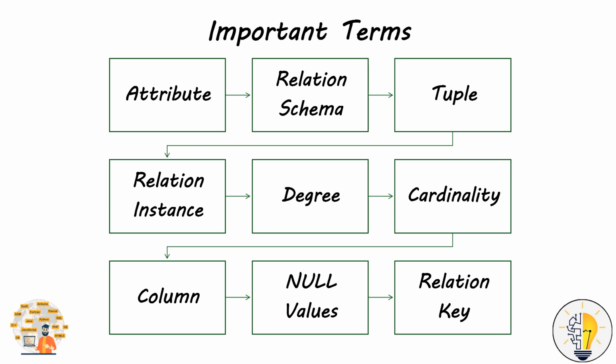Degree. Degree is nothing but the number of attributes in a relation. Not only a student database, student, teacher, then a principal of the college, or the director of the college, or the CEO of the college. The number of attributes in a relation is nothing but the degree.